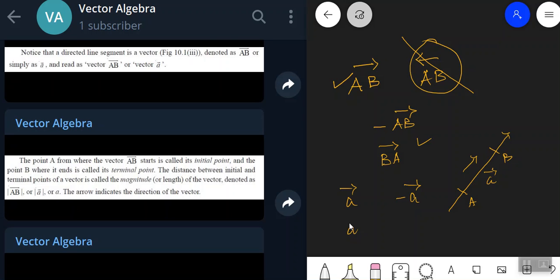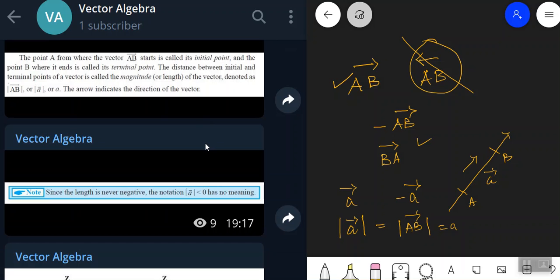You have to put the modulus. So when you represent it by this, it indicates the magnitude of the vector, and this can be represented as AB modulus also. Otherwise, you can simply put A, that represents the magnitude. Do you understand this? Right. Next.